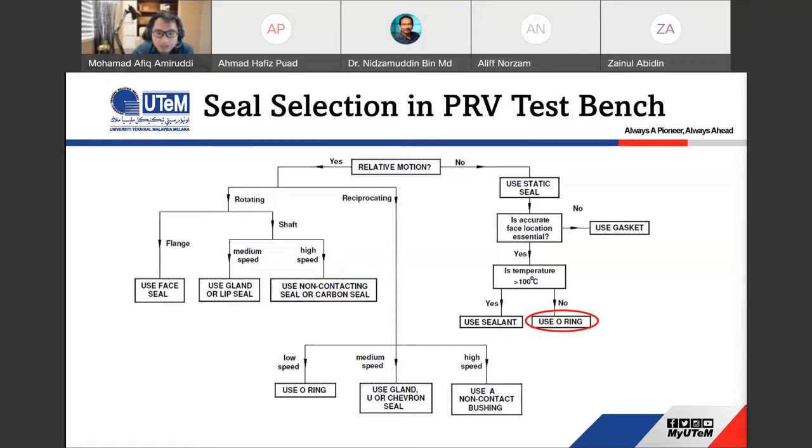Is the temperature more than 100? If no, we only use an O-ring. If the temperature is higher than 100 degrees Celsius, we have to use a sealant. In a PRV test bench, basically, we don't test at high temperature. It's usually below 100, so we only use an O-ring. So this is seal selection in a PRV test bench or PSV test bench.